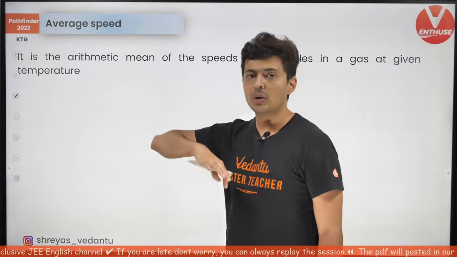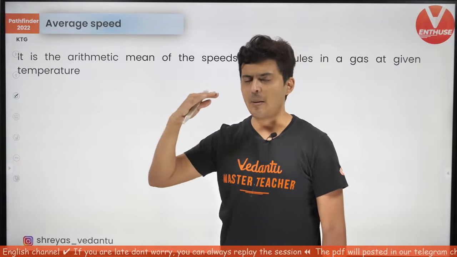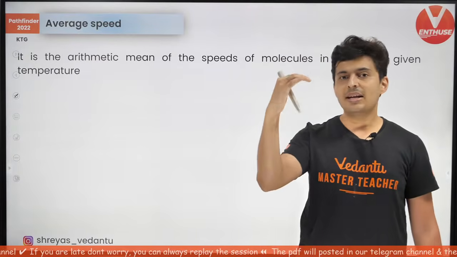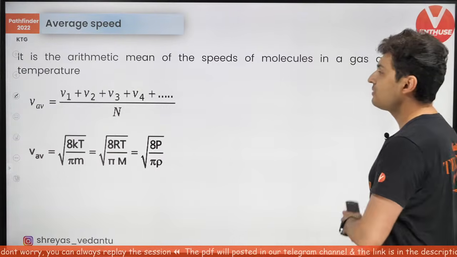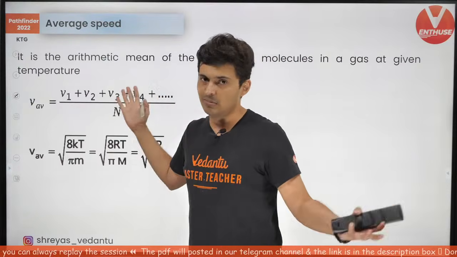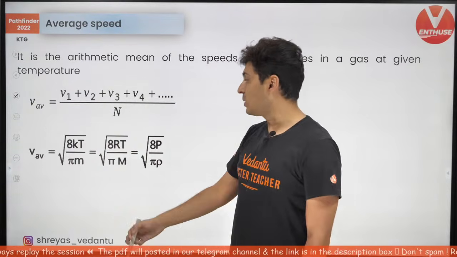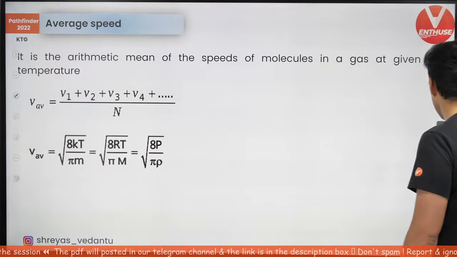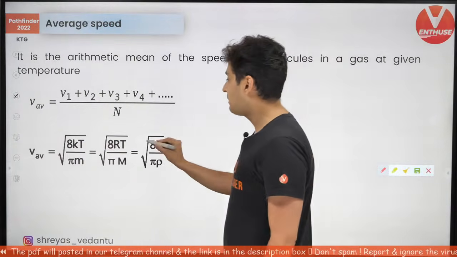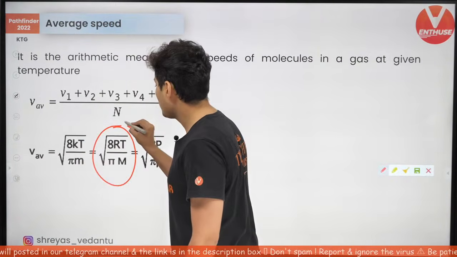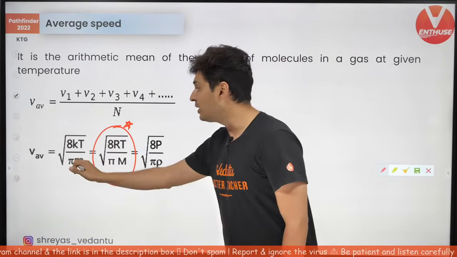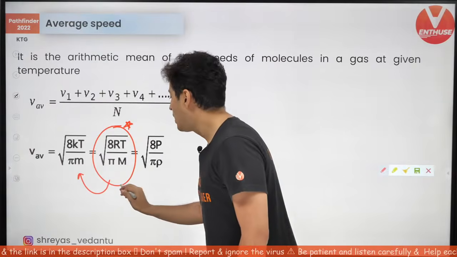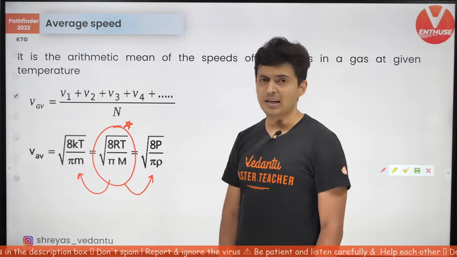Average speed, like I told you, it's just the simple average, the mean, the average of all of them, the arithmetic mean. So V1 plus V2 plus V3 by the number of molecules. That value comes out to be 8 RT by pi m, under the root. This is the value that you are going to remember. These values are not important, but I have given it to you. You can go from here to here or go from here to here by simple conversions.